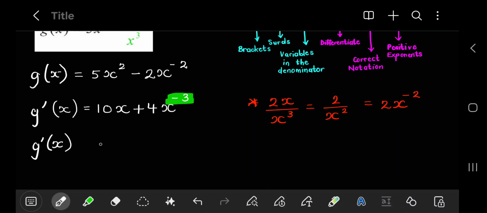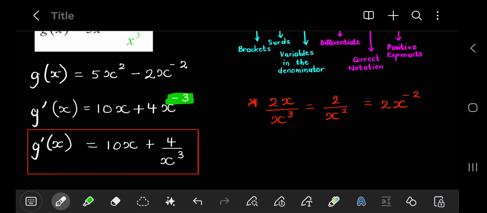Now the first term is fine. 10x is okay because x has an exponent of positive 1. But in the second term, we're going to keep the 4 in the numerator. We're going to move x to the power negative 3 to the denominator. What happens to that exponent is that now the sign changes. It becomes positive 3. So now that we have positive exponents, this would now be our final answer.